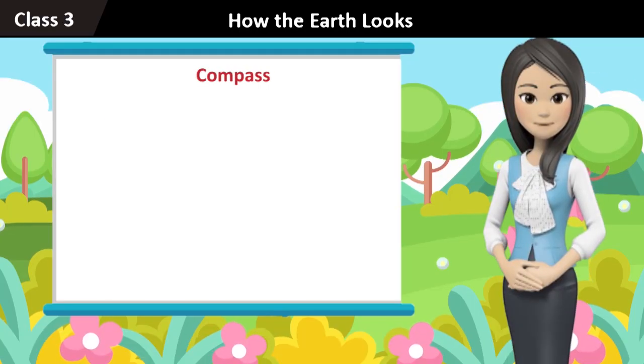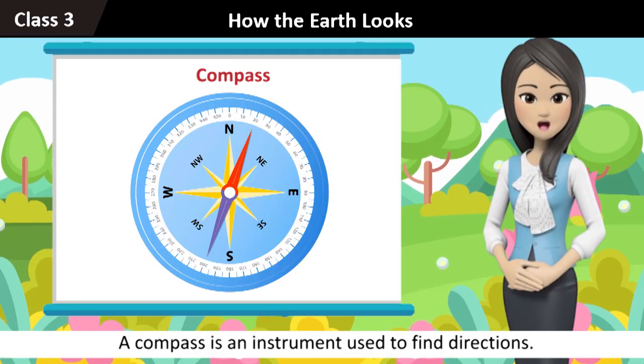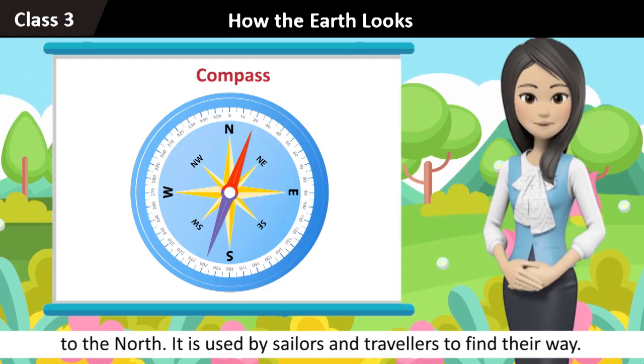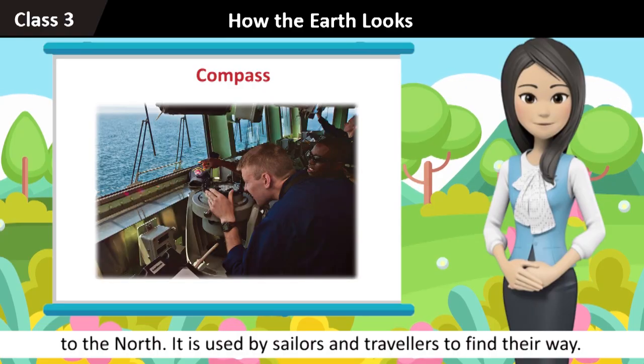Compass. A compass is an instrument used to find directions. A compass is like a watch and has a magnetic needle which always points to the north. It is used by sailors and travelers to find their way.